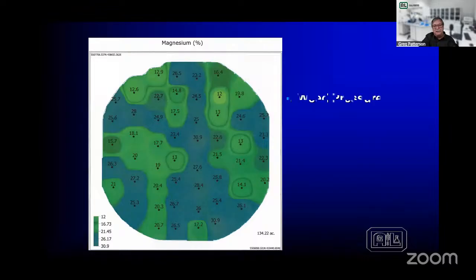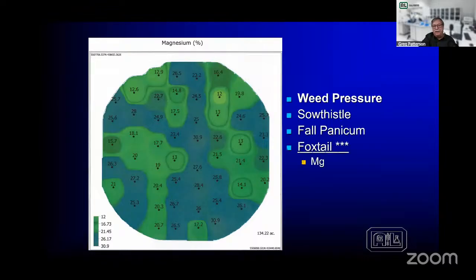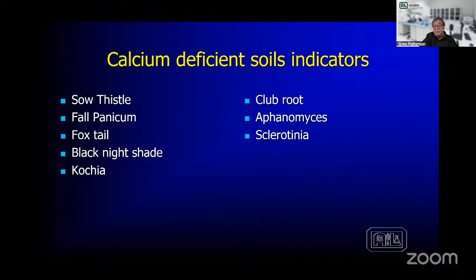So again, magnesium is a problem with weed pressure. We outlined that before. It's also a problem with a lot of those diseases we talked about. So things like clubroot, Aphanomyces, Scarlatina as well. And on the other side, on the left-hand side, you can see the different diseases or weed pressures that are also associated with calcium deficient soils.